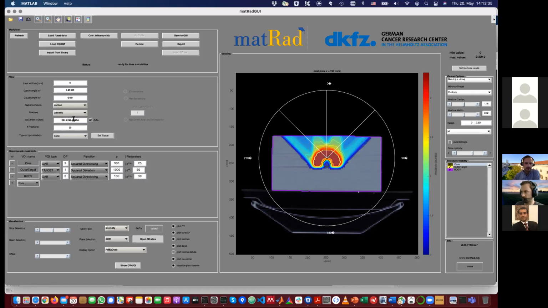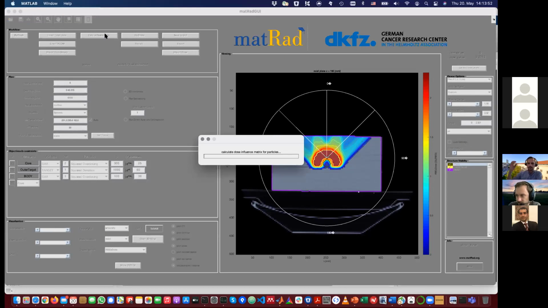So now comes the more important stuff. So we switch the radiation mode to carbon. We have 3 beams. And for the type of optimization, we set it to none. And now we can calculate the dose influence matrix. So this first part, again, was simply just to show you that for protons, it's straightforward. A constant RBE of 1.1 is also from a treatment planning perspective very easy for us to implement, because we simply have to scale up the physical dose during optimization by a constant factor. And if we now go to carbon ions, then it becomes more complex.